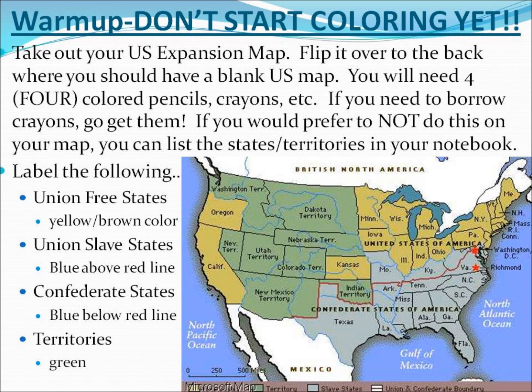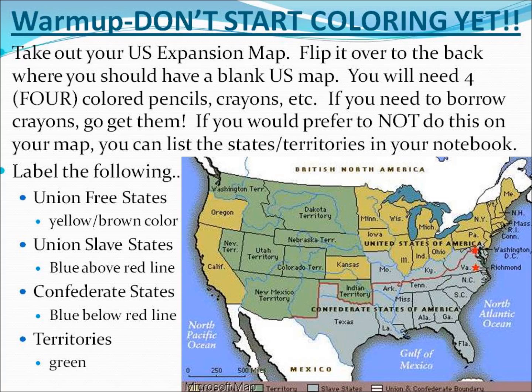So what you should be doing in your map is coloring in the distinct areas. We've got the territories, number 1. We've got the Confederate States of America, which are all of the bluish gray states south of the red line. You've got the Union Free States, which are the yellow brownish colored states, and then you've also got the Union Slave States, which are the bluish gray that are above the red line. So those are the different classifications of land within the United States during the Civil War. So make sure you have those down.